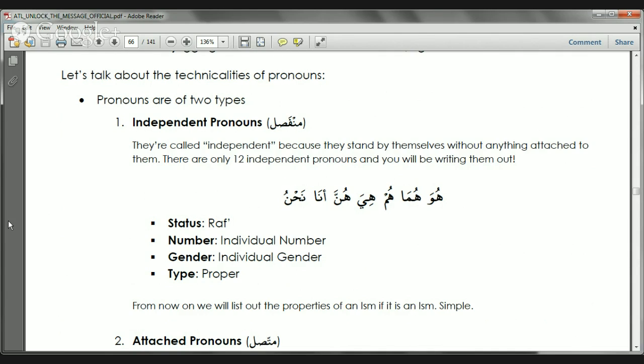What is the status, the number, the gender, and the type of a pronoun? Status is what? Rafa. Very good. So by default, all pronouns are rafa. They can never be anything else.